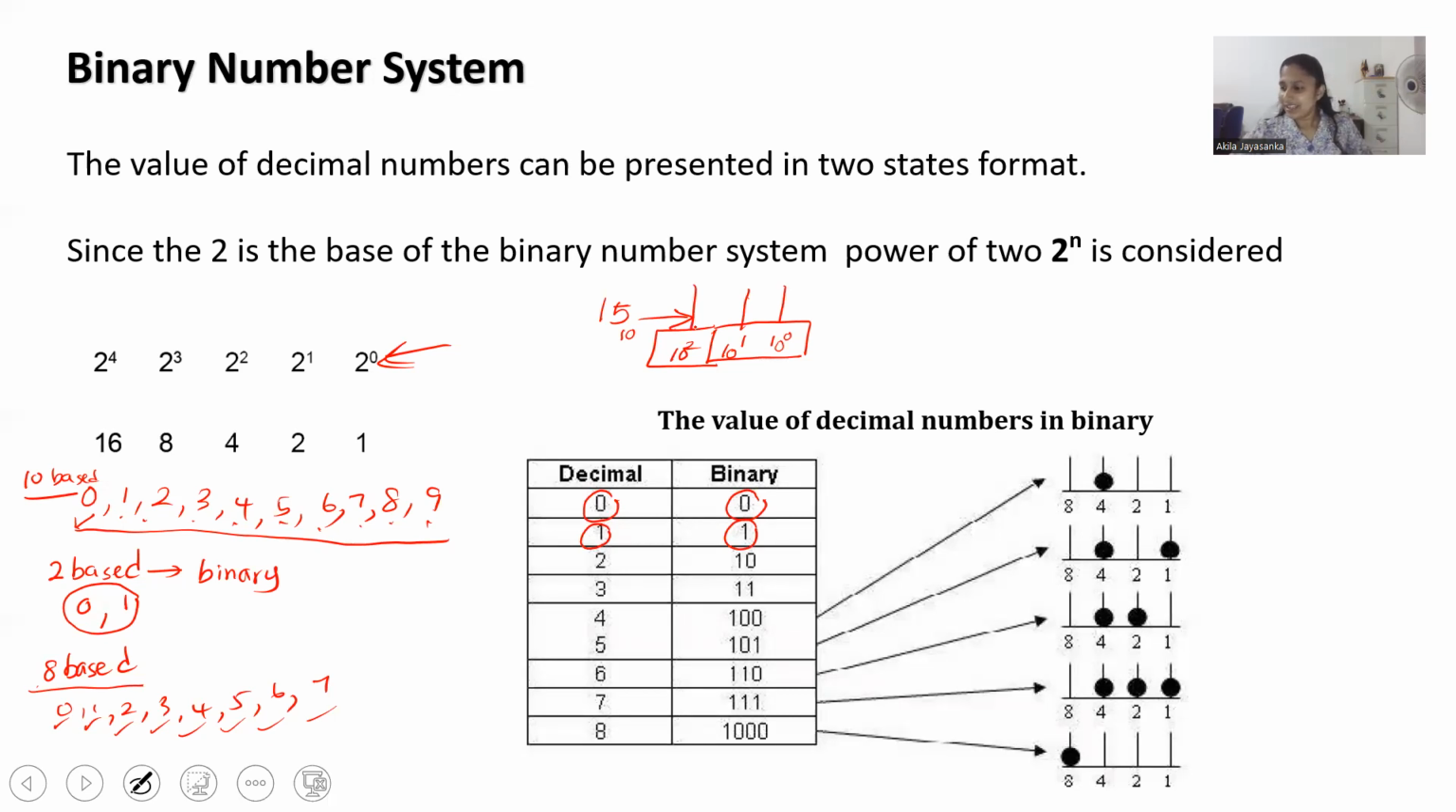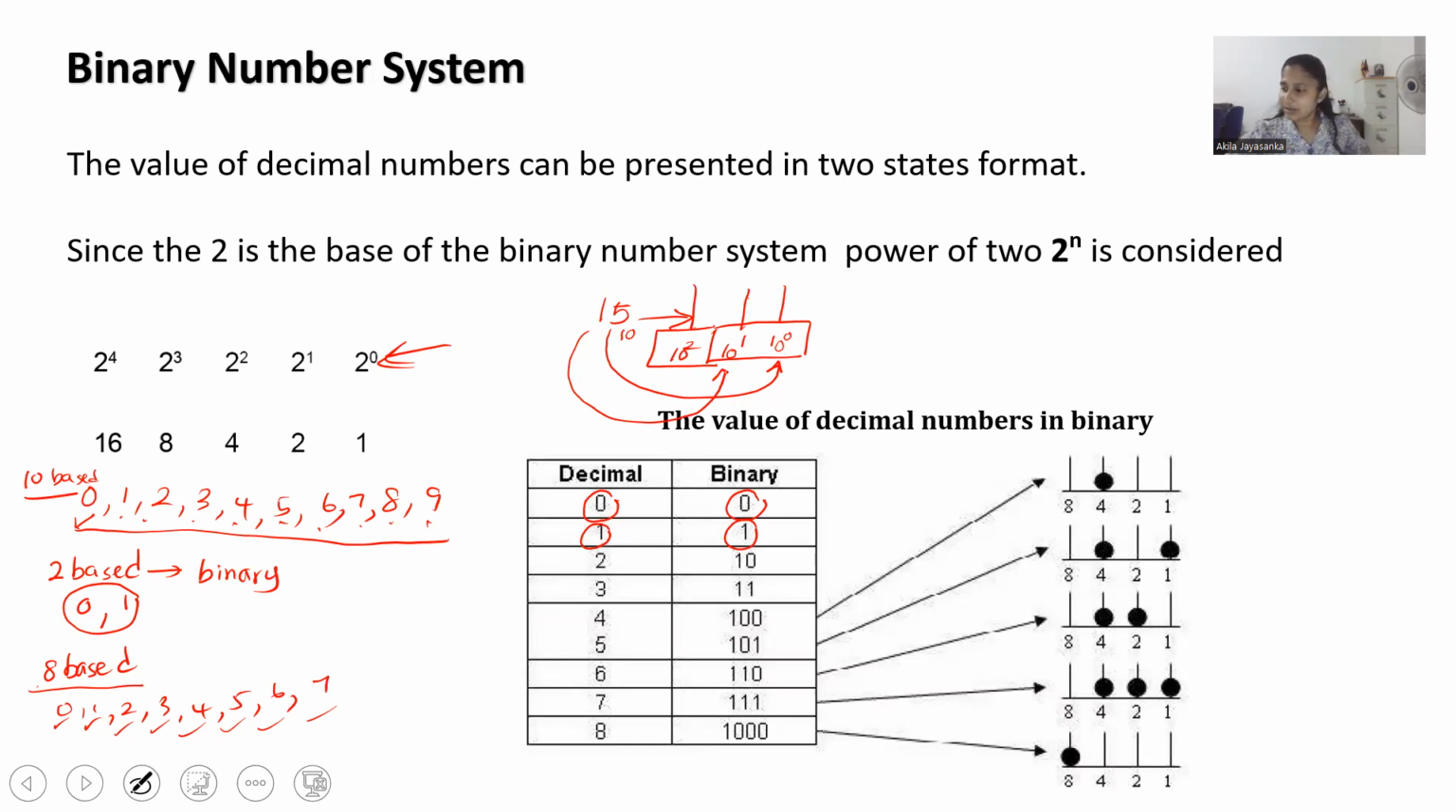Okay. Then the 5 is in the 10 base 0 place. 10 to the power 0 is where 5 of the 15 is. When we consider the 1, it is in the 10 to the power 1.